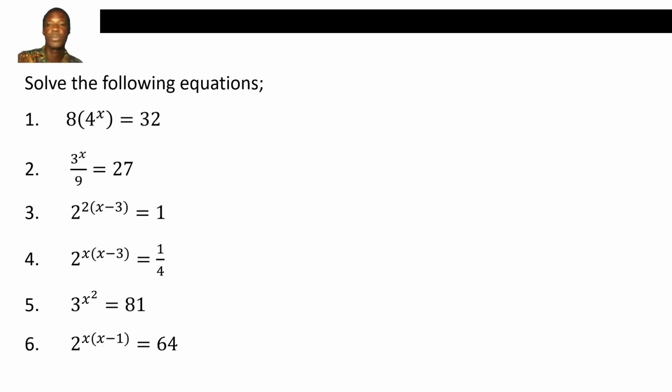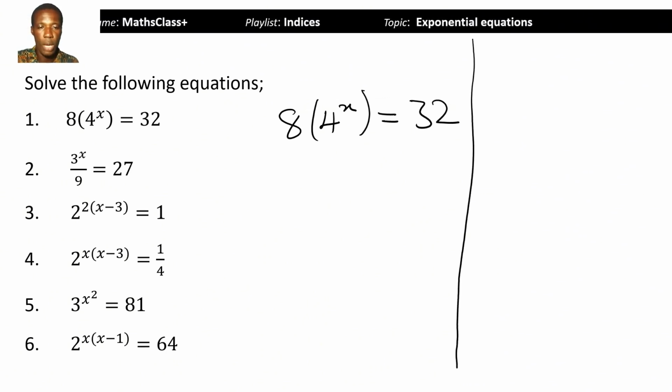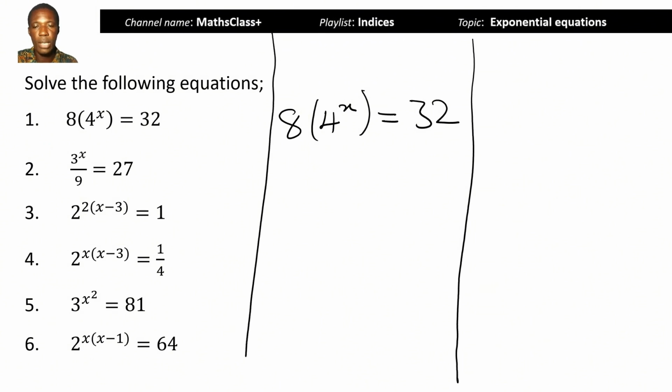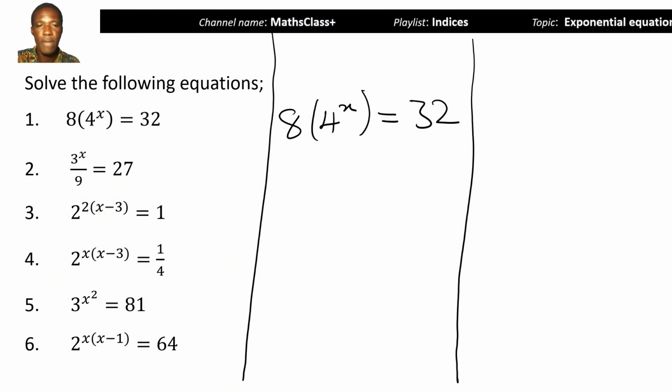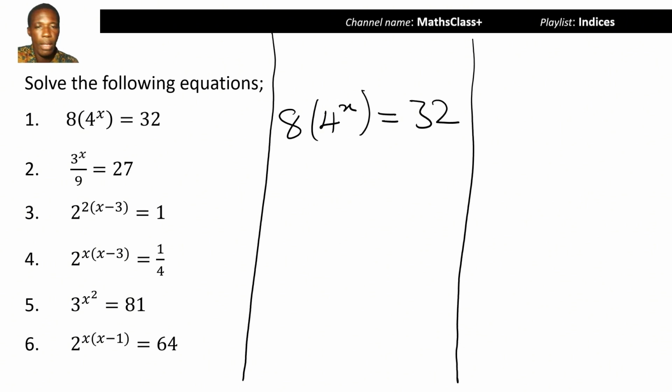Okay, so we have other sets of examples we have to solve. So we have 8 multiplying 4 to the power x, and that is equal to 32. So what do we do? Can we manipulate so that we get a common base for them? So if I target 4 as my base, it will not be possible, because 4 to what power will give us 8? No. And 4 to what power will give us 32? No. So we can target 2.